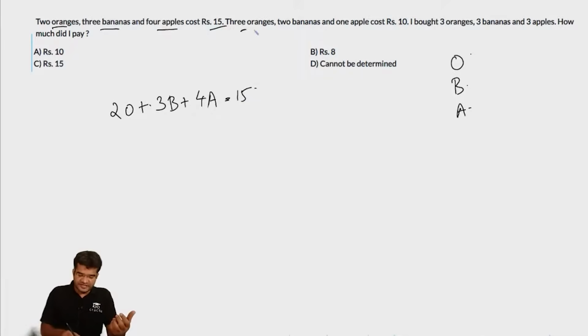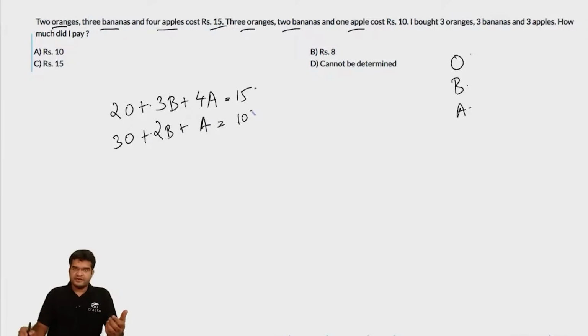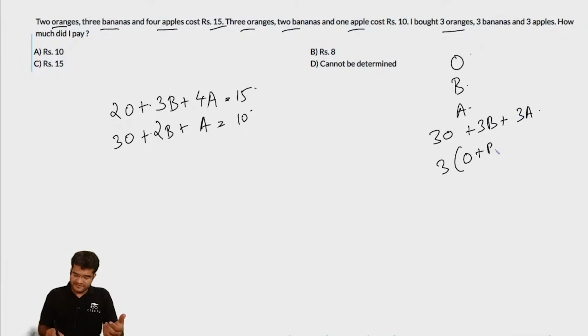Similarly, the cost price of 3 oranges, that is 3O, plus 2 bananas, 2B, plus 1 apple, A, is equal to 10. What we are required to find out is the cost price of 3 oranges, plus 3 bananas, plus 3 apples. That is, we are supposed to calculate the cost price of 3 times of O plus B plus A. If you look at both the equations that are given to you, the thing that you should notice is that if you add both the equations, you will get the coefficient of O, B and A to be the same.